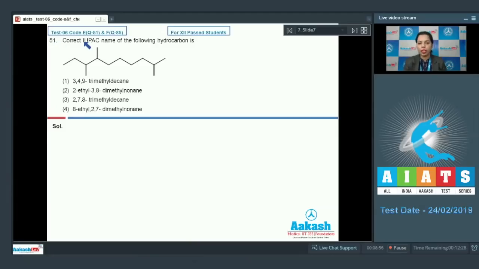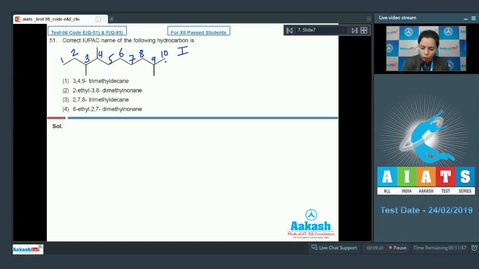Question number 51. Correct IUPAC name of the following hydrocarbon is. We have the bond line notation for this hydrocarbon. In this case, if you want to give the name to this compound, we have to start the numbering. We can give the numbers in two ways. One is 1, 2, 3, 4, 5, 6, 7, 8, 9 and 10. It means it is a decane. Further, this is the first way of the numbering.